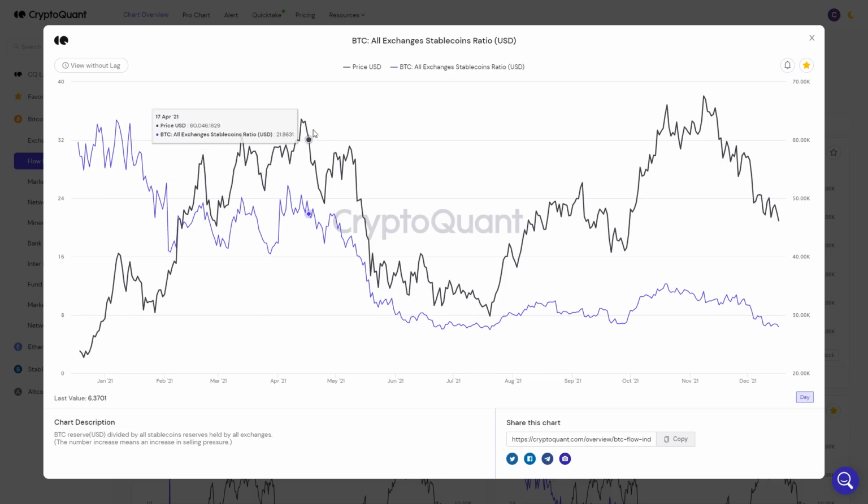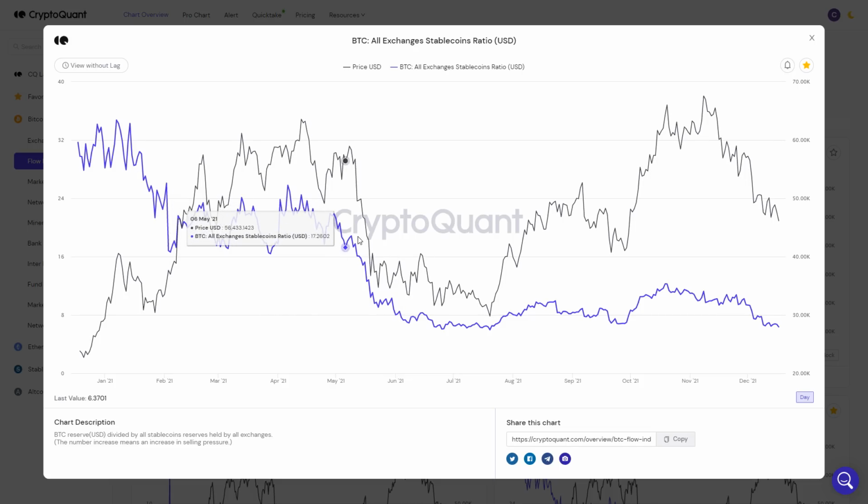So once again, this black line right here is the Bitcoin to US dollar chart on the daily time frame, but this purple line right here shows us the amount of Bitcoin on exchanges divided by the amount of stablecoins on exchanges. So if this purple line is up high, that means the amount of Bitcoin compared to stablecoins on exchanges is relatively high, and the amount of stablecoins on exchanges compared to Bitcoin is relatively low.